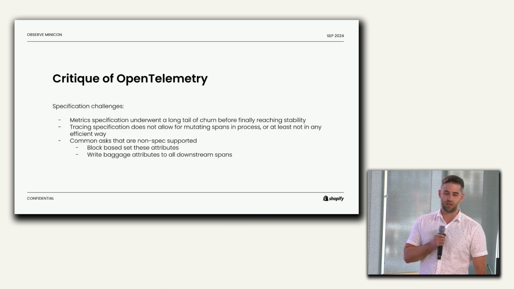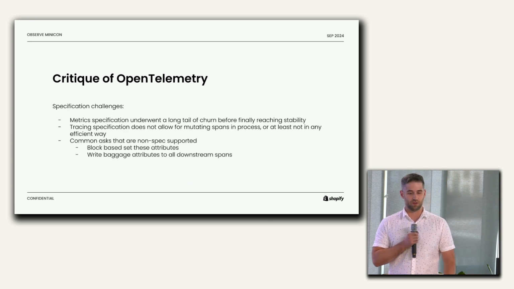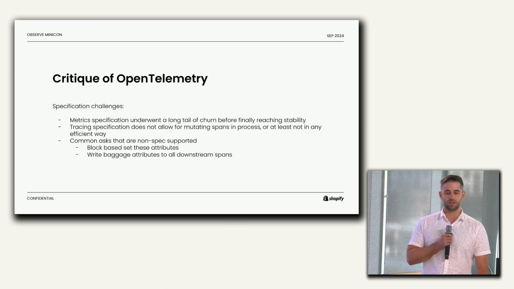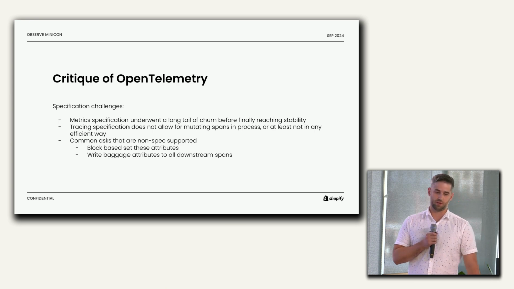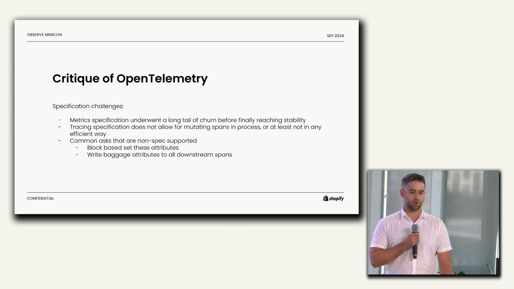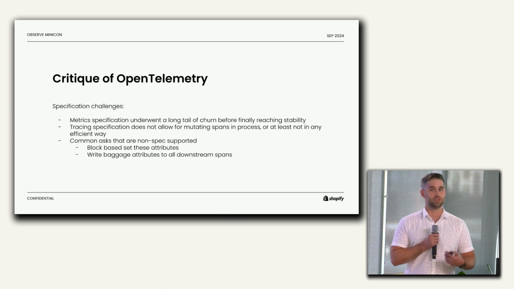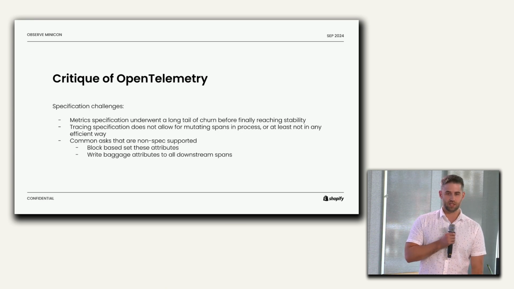But we have had some challenges with the tracing specification as well, even if it's a lot more concise in comparison. The big one for us is it doesn't allow for mutating spans in process after they've been finished. Or at least it doesn't allow for it to be done efficiently. So this is a big challenge for us, but it is a challenge for the community as well. So this is where we talk about end user advocacy.